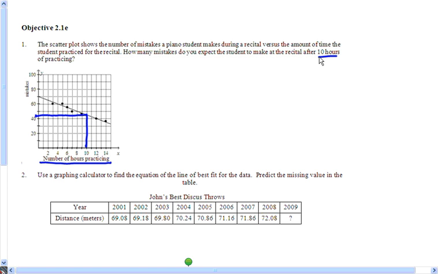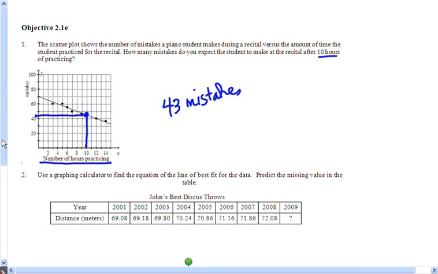So I'm going to guess about 43 mistakes. You guys agree with that answer? About 43? You could probably say 44, 42, I don't know. All right, so we're just using the graph to help us make an estimate there.